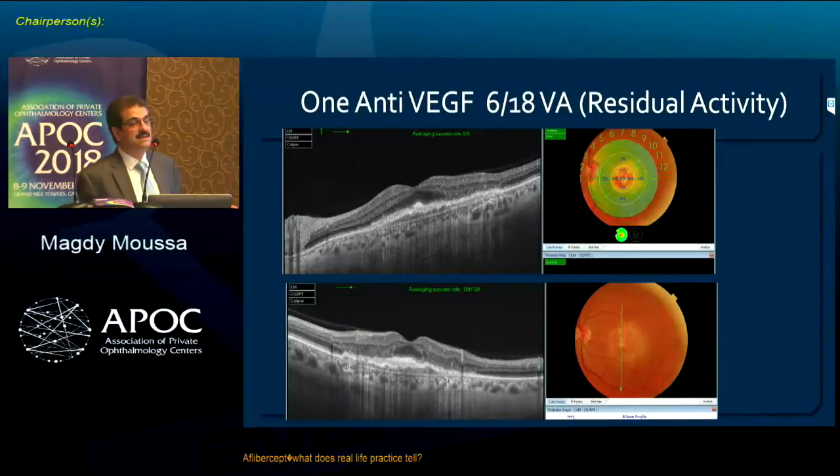But when I looked at it, and yesterday I presented this in a course, look at this, don't consider this a cystoid macular edema. This is not a kind of cystoid edema. This is like outer retinal tubulation.